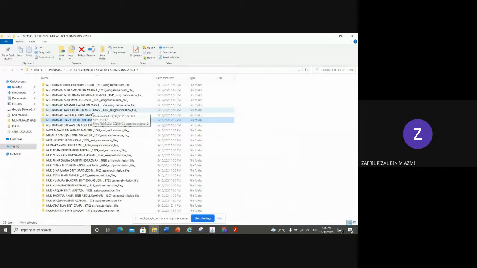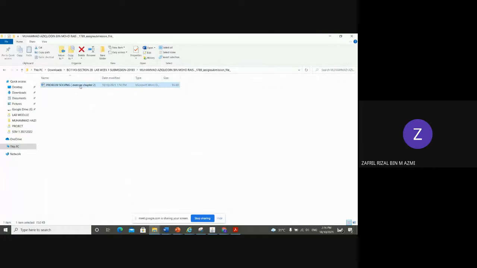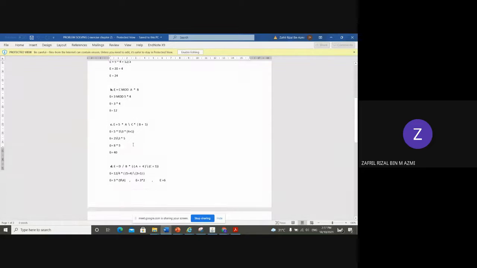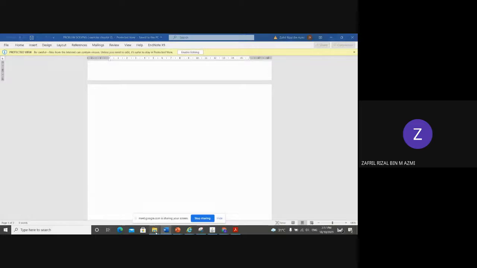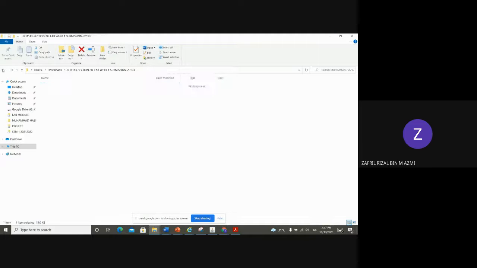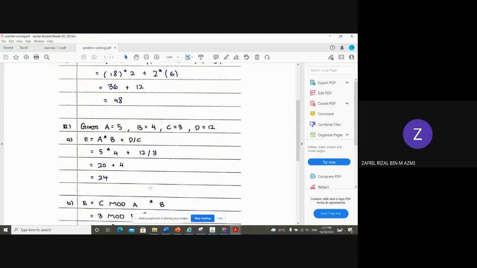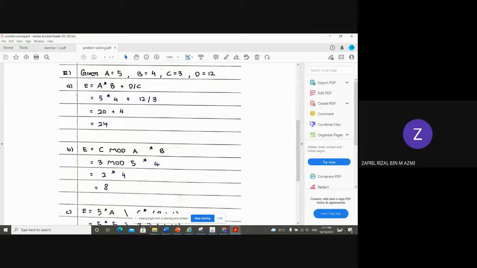Azikudin. Ada Azikudin? Yes, sir. Ni pun sama lah. So Azikudin pun sama. Okay, missing the steps. Alif Iman. Ada sir. Ni pun sama lah. So missing the steps.